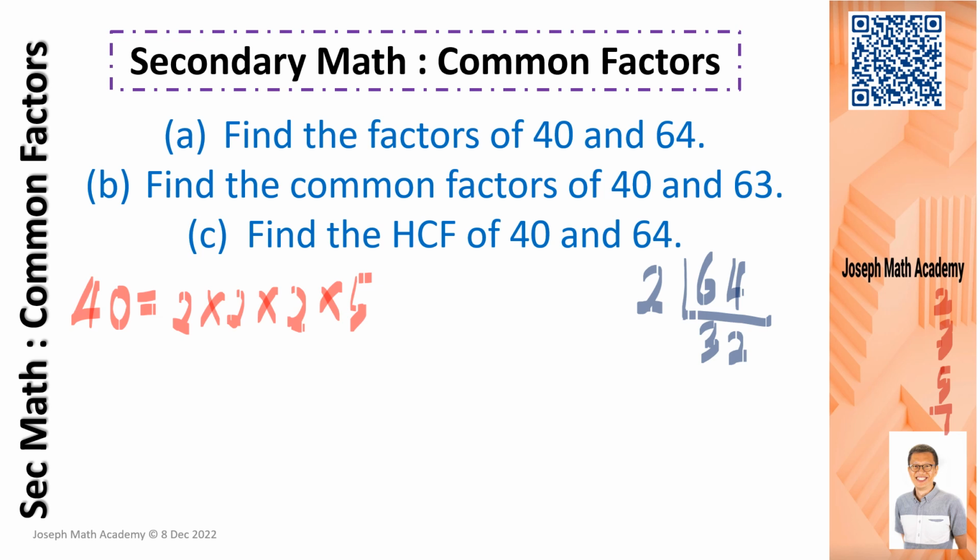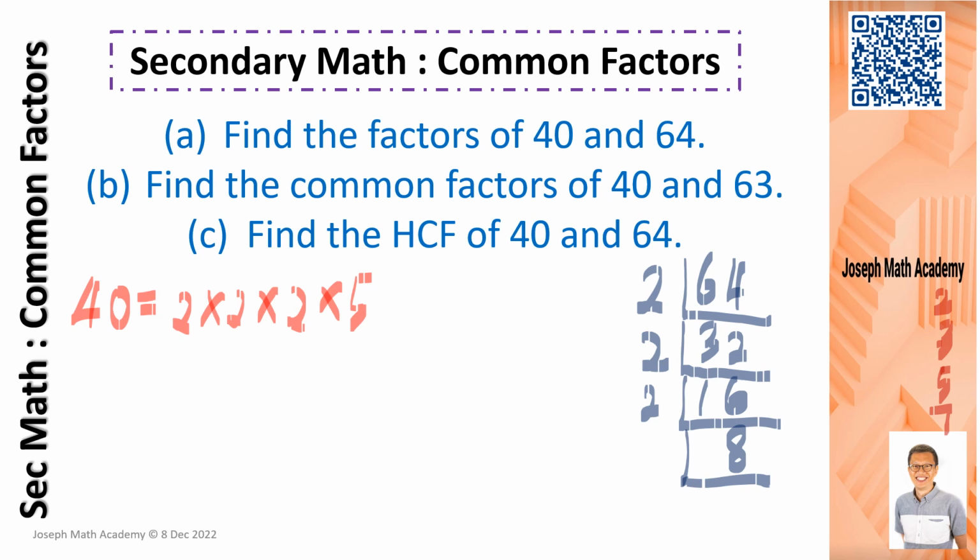32 is the quotient now, and it can still be divided by 2. That means 32 can still be factorized. So 32 divided by 2 gives us 16. 16 is the quotient with remainder 0, and we can proceed because 16, 32, and 64 are all even numbers, so we can still use the prime number 2 as the divisor. So 16 divided by 2 gives us 8.